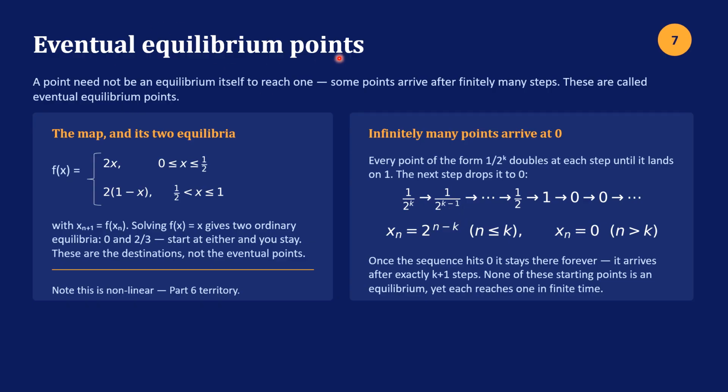And then the second example is eventual equilibrium. Again, it's a bit contrived. x sub n equals 2 to the n minus k, as long as n is less than or equal to k. So you start at 1 over 2 to the k, and then you multiply by 2, and you get 1 over 2 to the k minus 1, all the way down until 1. That's when n equals k, and you get 2 to the 0, that's 1. And then we define x sub n equals 0 for n greater than k, and you flatten out at 0 all the time, just by definition. And so that's an eventual equilibrium.